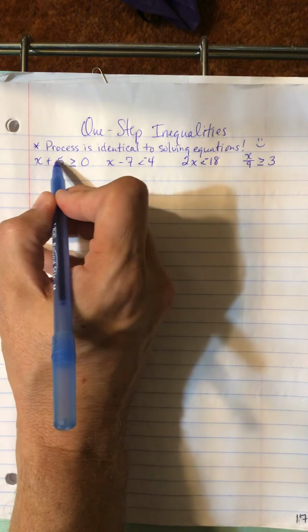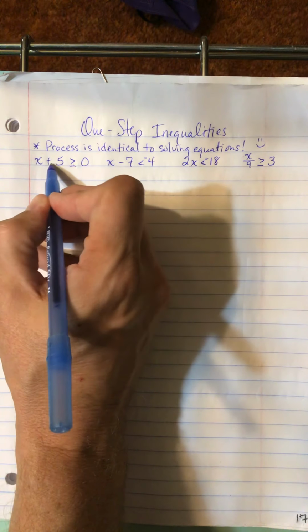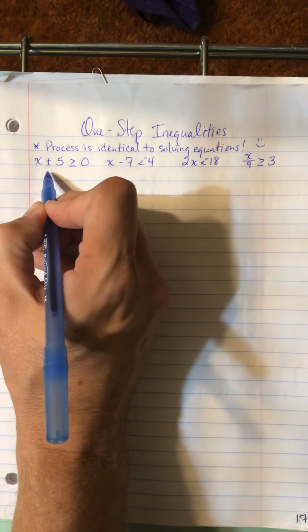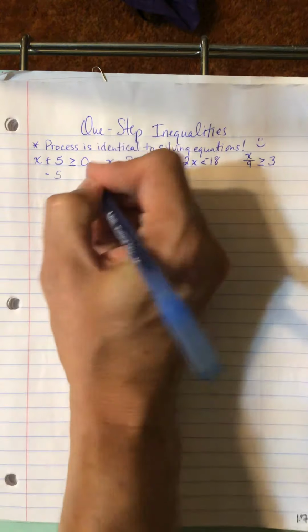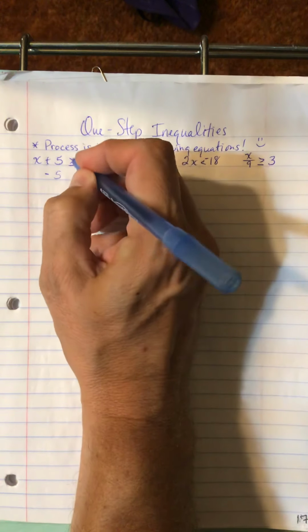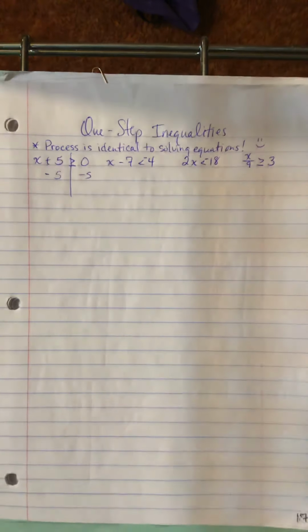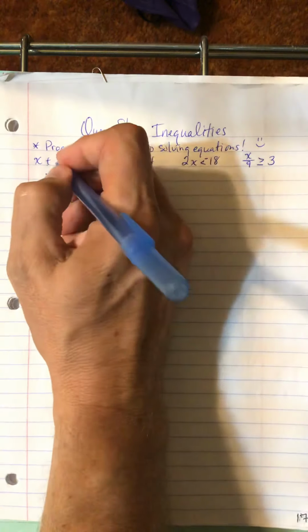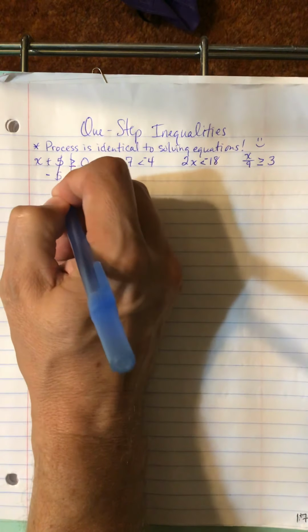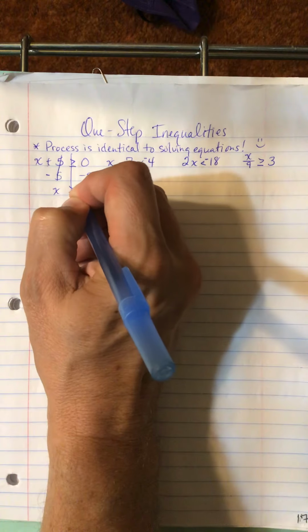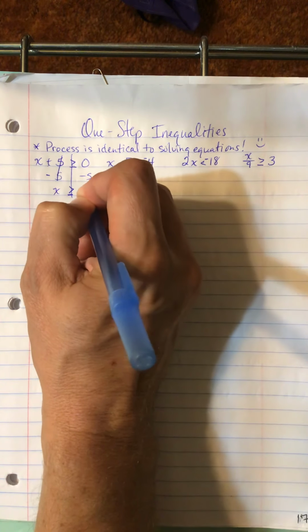To solve an equation, again, we're going to use those inverse operations. The inverse of add 5 is subtract 5. So I'm going to subtract 5 from both sides. If you want to go ahead and draw a line down through there, that helps out. The 5 minus 5 cancels, and we see that x is greater than or equal to negative 5.